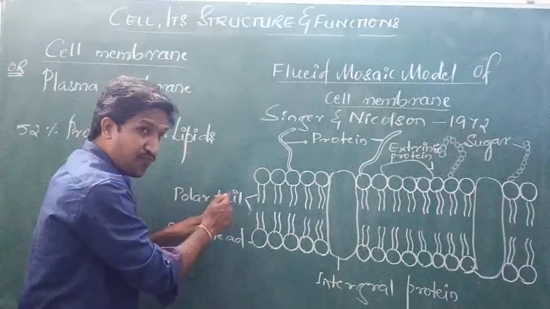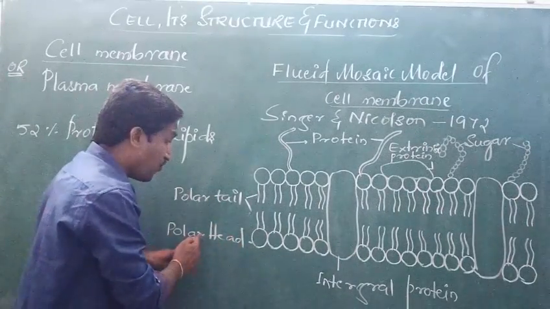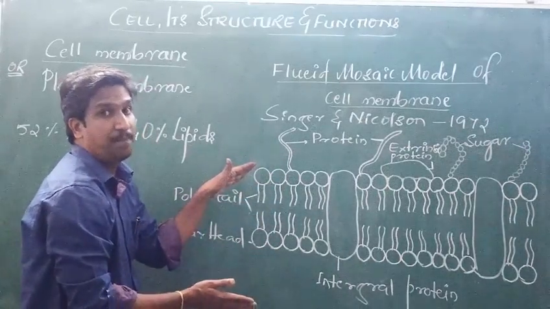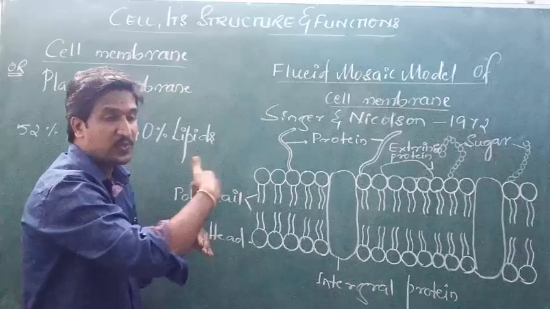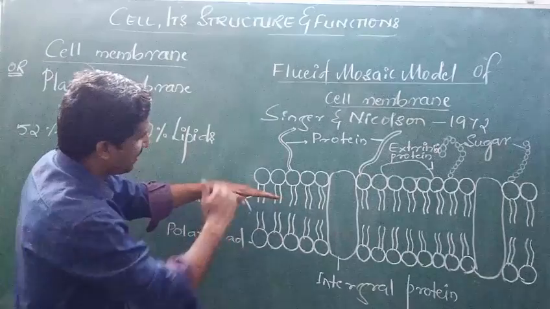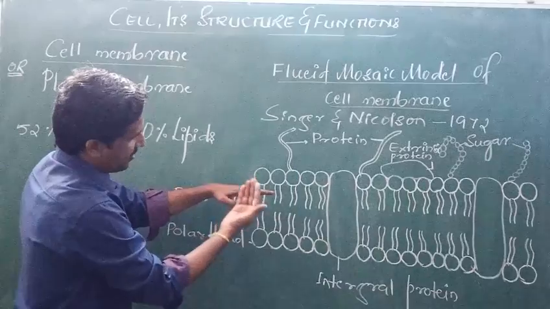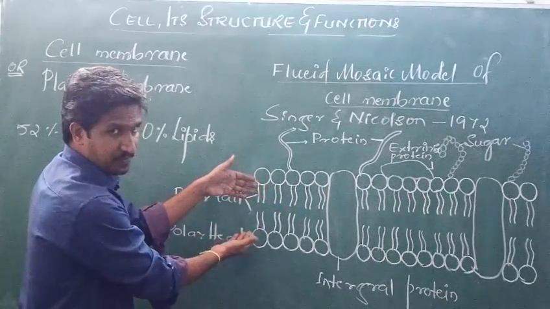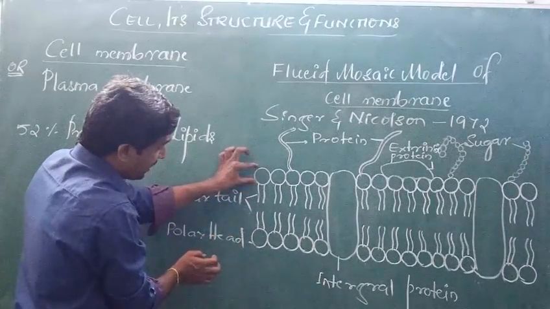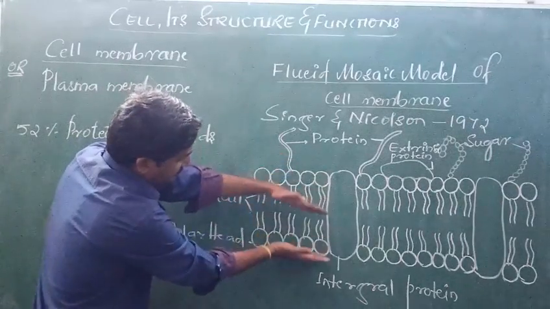Hydrophilic polar head, hydrophilic means they love water. The polar head is present on the outside of the cell, the external side, not the internal side. Consider that this is the cell membrane. Here the heads are present, not on the inner side. When you cut and open the plasma membrane, it looks in this way. So polar head and polar tail. This is considered as one layer.